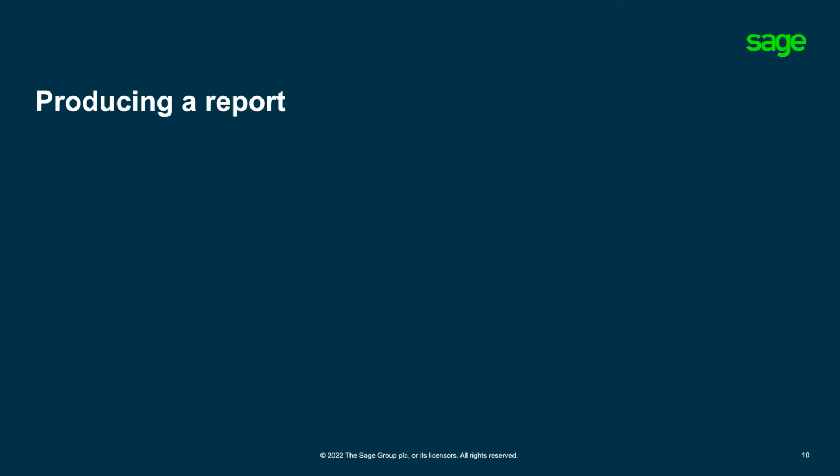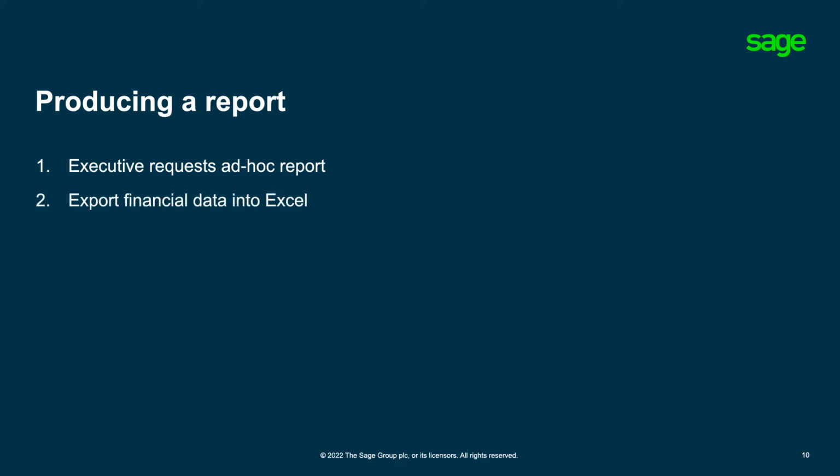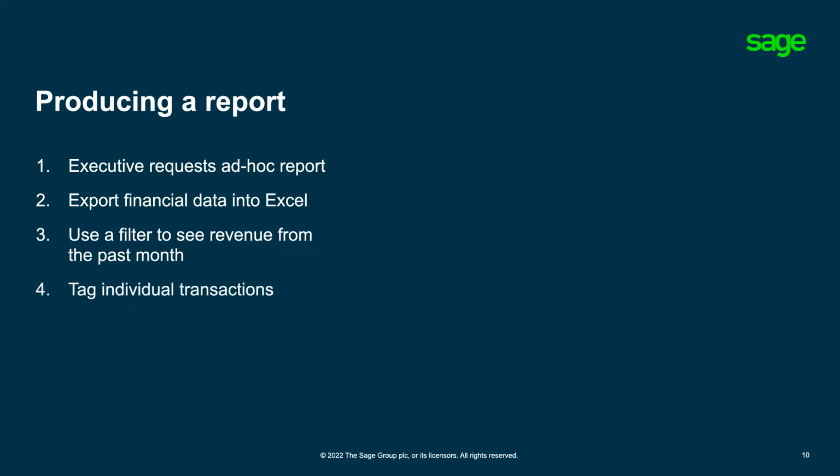Say that the restaurant founder wants to know why they saw a spike in revenue in a particular month. Using your current financial management system, the process might look something like this. Executive requests an ad hoc report on why they saw a spike in revenue in a particular month. Export financial data into Excel. Use a filter to see revenue only from the past month. Tag individual transactions to look for patterns. Example: lunch versus dinner, specific menu items, specials.